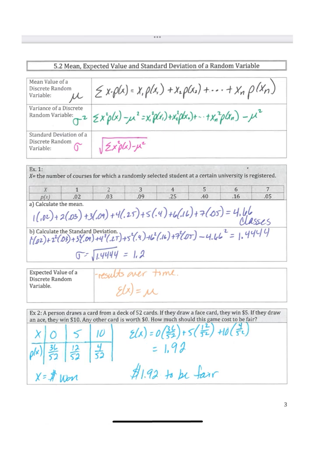So we use this probability distribution to find the expected value. So remember, multiply, multiply, multiply, and add it all up. So 0 times 36 out of 52, plus 5 times 12 out of 52, plus 10 times 4 out of 52 is $1.92. So in the long run, you would average winning $1.92 a game. So to be fair, the person running the game should charge you $1.92. Because that means in the long run, you don't win, you don't lose, everybody breaks even.